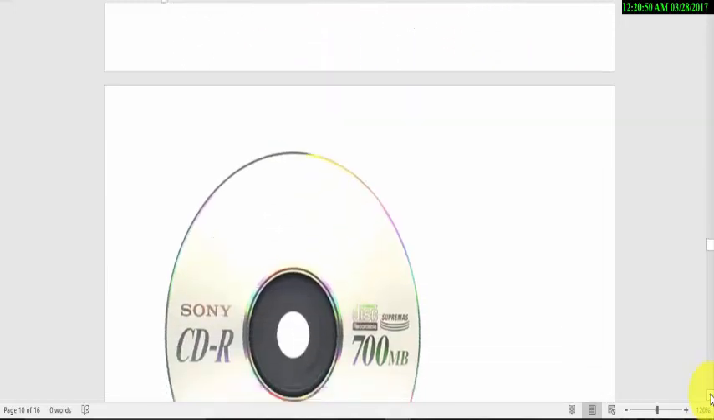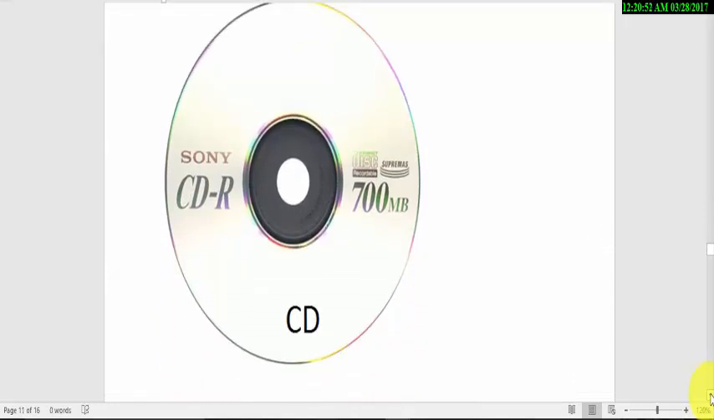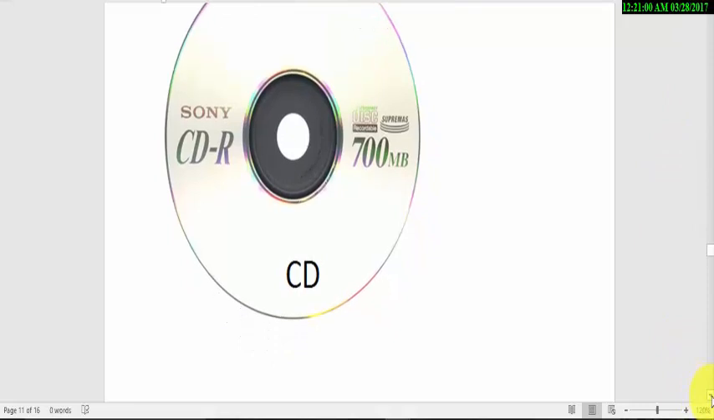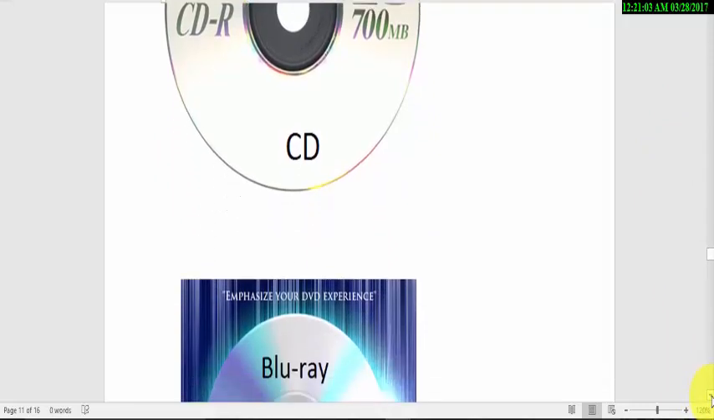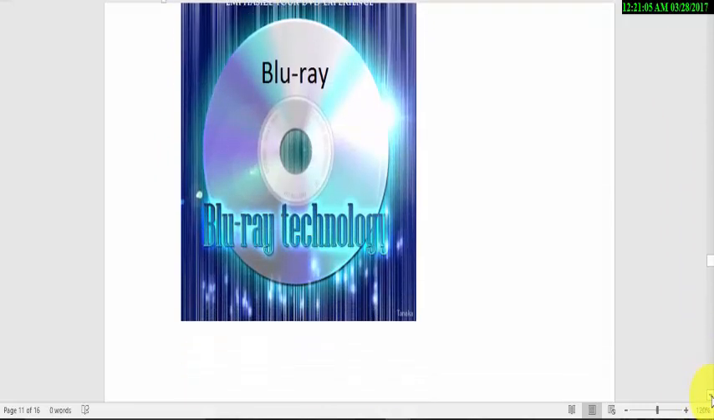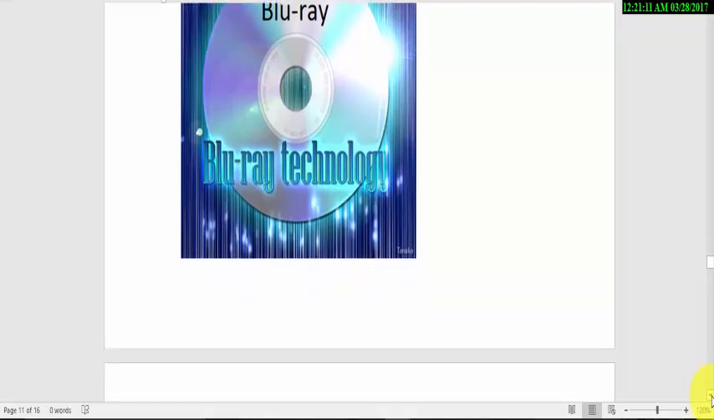Then we look at the CD. Okay, this is a CD. A CD is a storage device. We store work on our CD. Then we have a Blu-ray DVD disc. It is also a storage device.